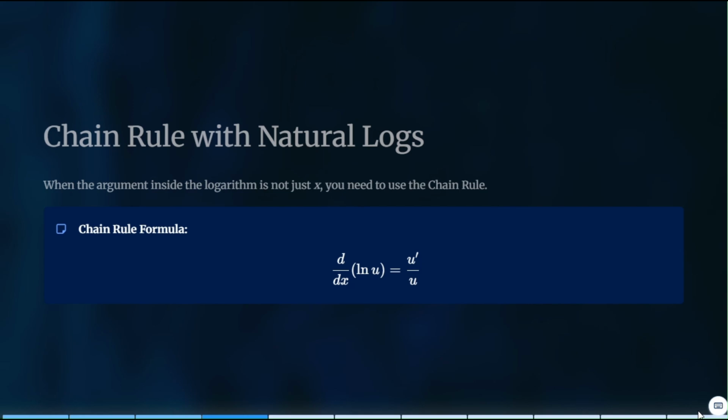So you're first to identify the inside function. We call it u, where u is a function of x. Then apply the chain rule, that is the derivative of the outside times the derivative of the inside, and then we combine and reduce our answer.